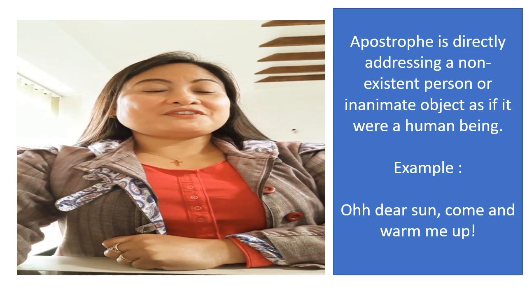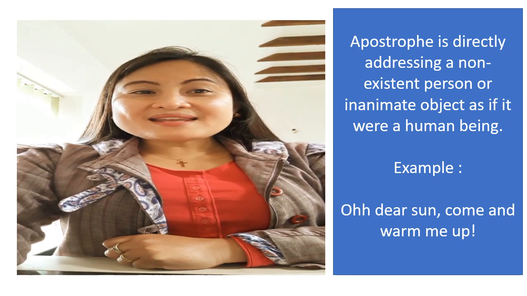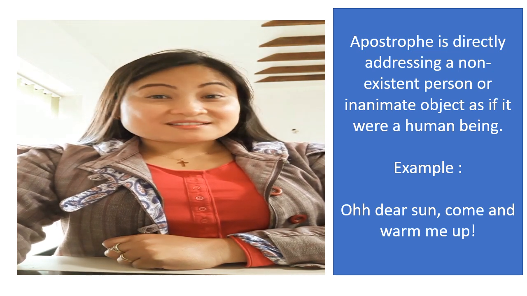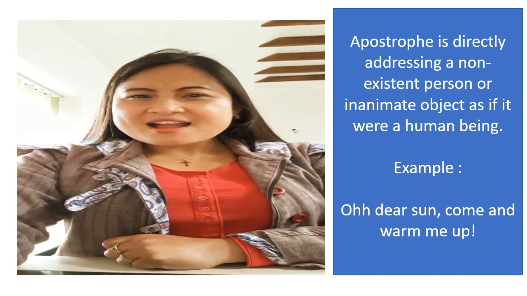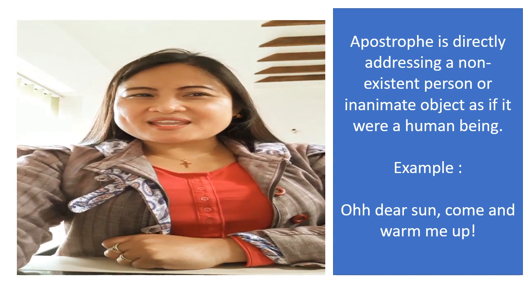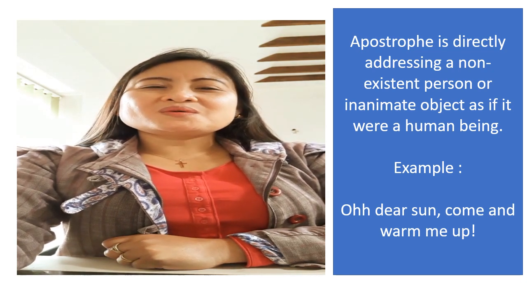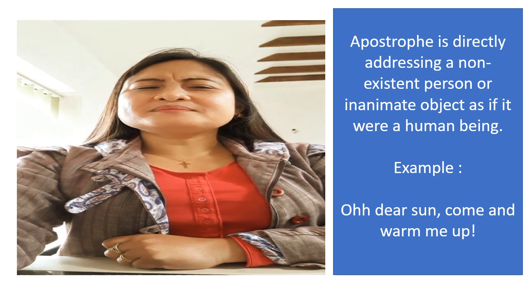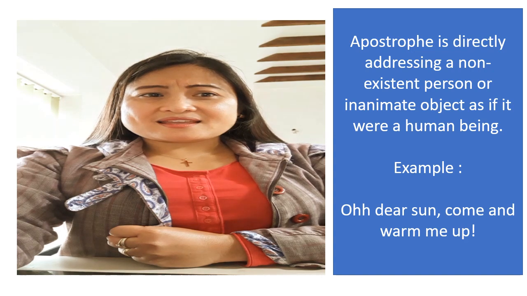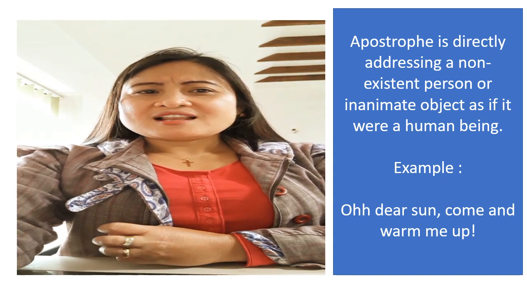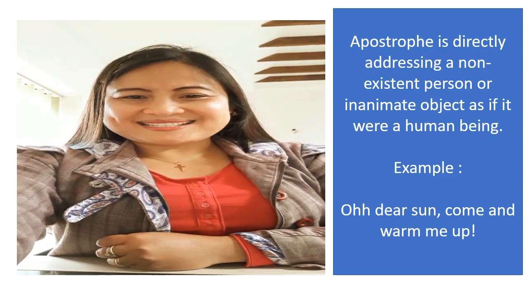Apostrophe, as a figurative language, is directly addressing a non-existent person, or an inanimate object as though it were a living being, like a person. Example: "Oh dear sun, come and warm me up. I am freezing here." I call the sunshine like a person to fill my body with the heat I need.